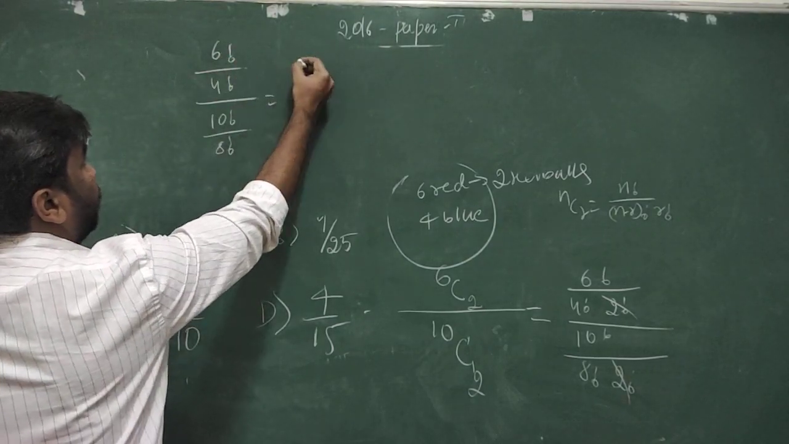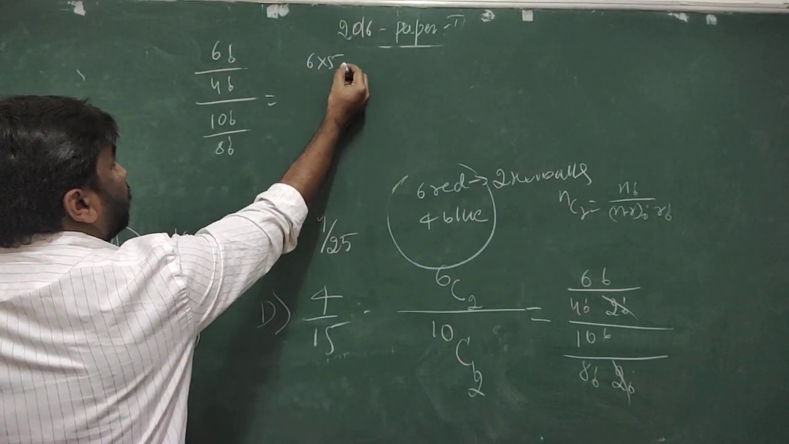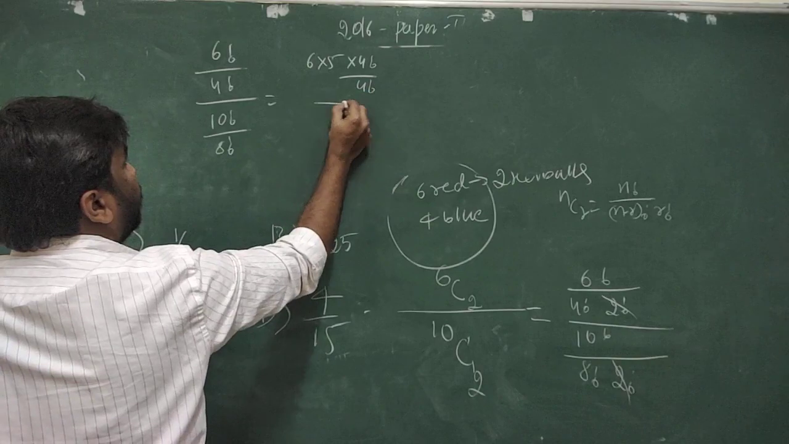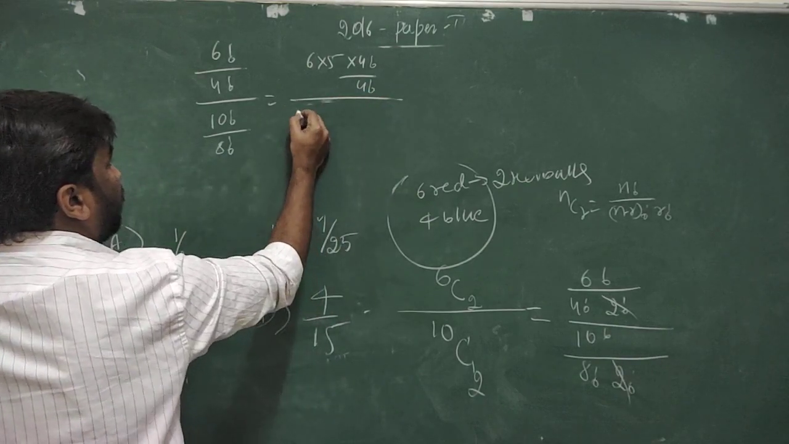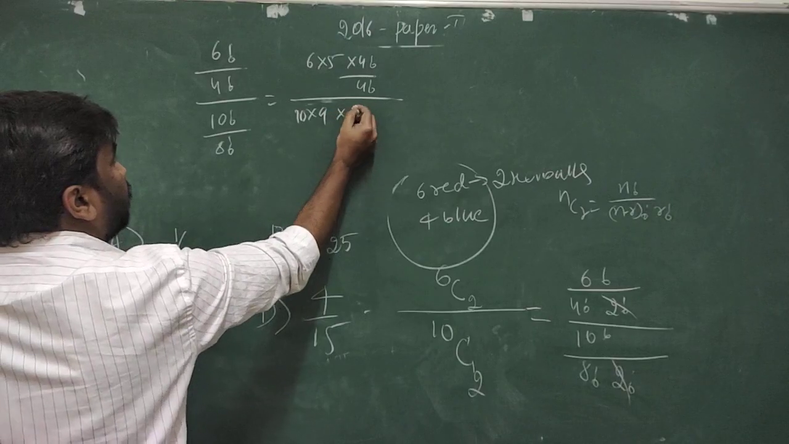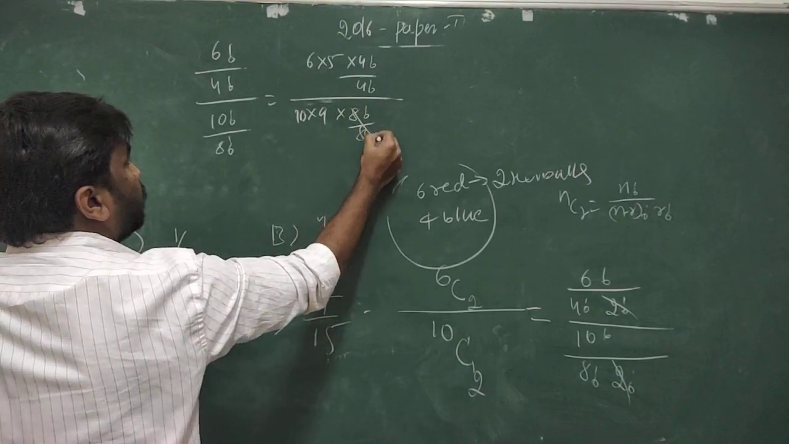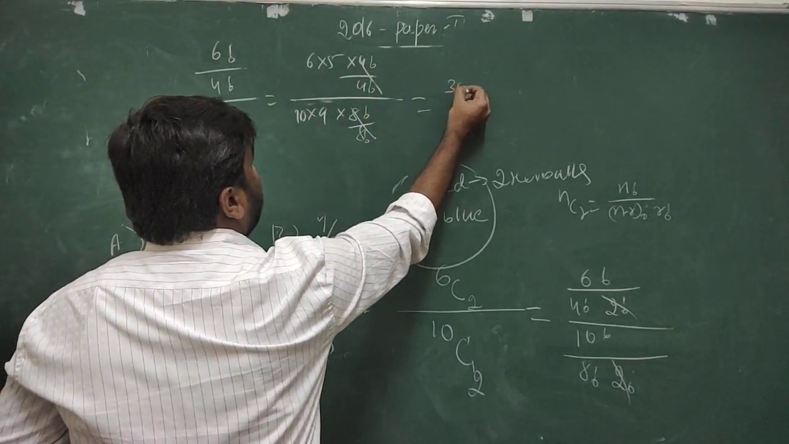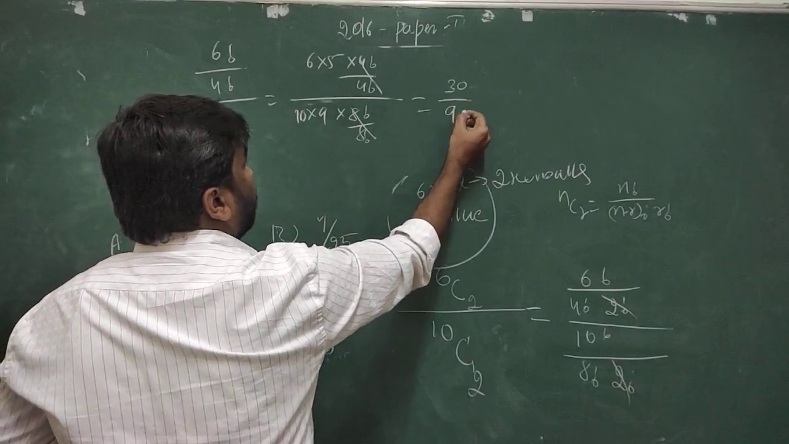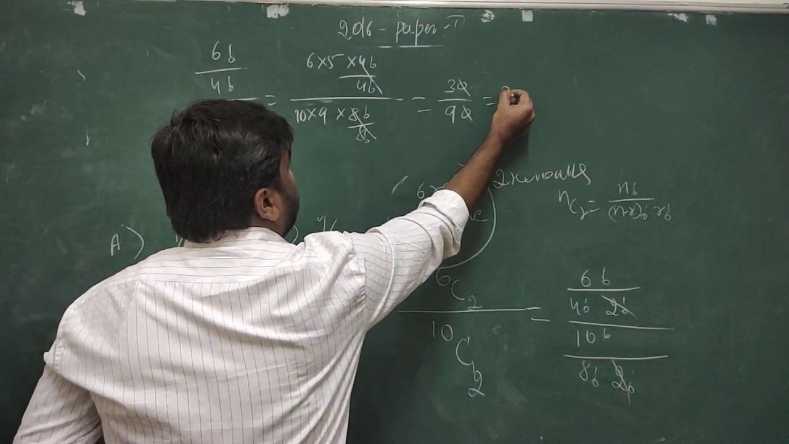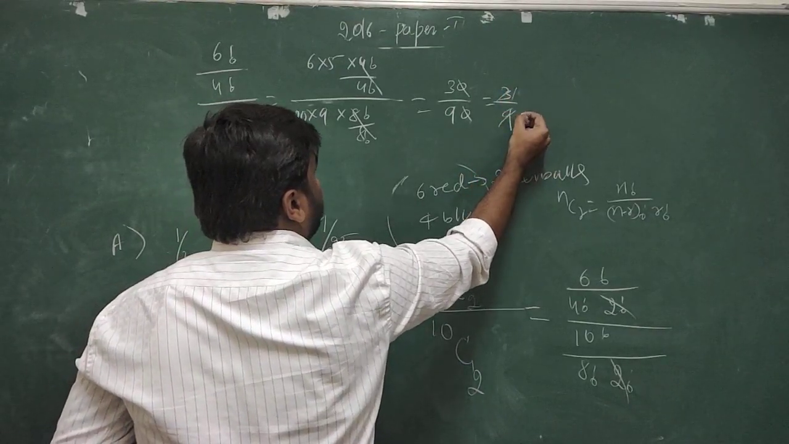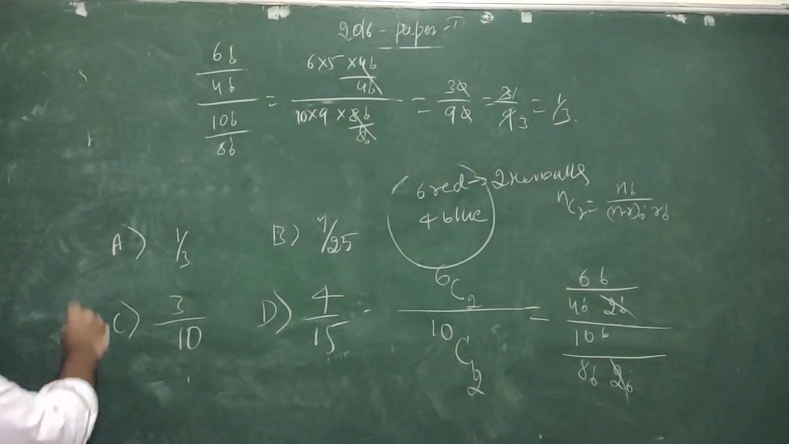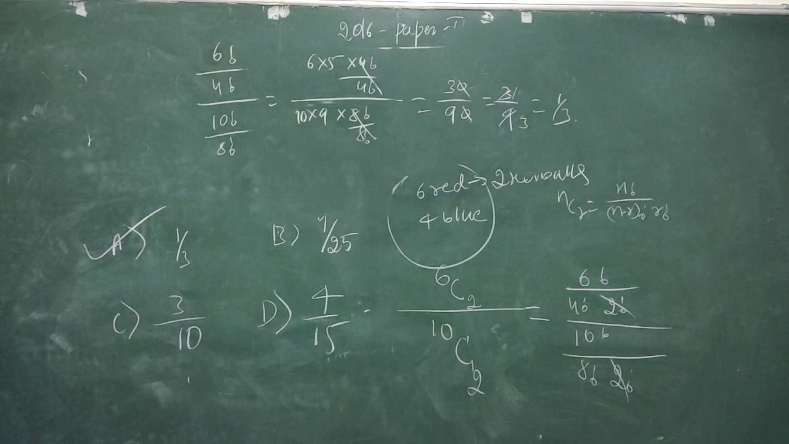Here 6 factorial means 6 into 5 into 4 factorial divided by 4 factorial, divided by 10 factorial means 10 into 9 into 8 factorial divided by 8 factorial. So these cancel. Remaining is 6 fives are 30 divided by 10 nines are 90. Zero zero cancel. 3 by 9. 3 ones are 3, 3 threes are 9. So 1 by 3. 1 by 3 is the answer. Okay.